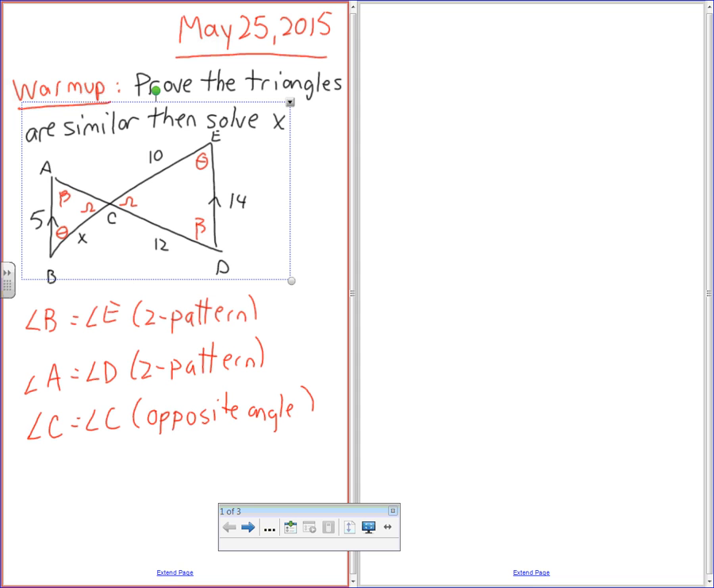Okay. All right, great. So the angles are the same. So now we got to do similar sides here. We're going to do big over little or little over big. Doesn't matter to me. I'm going to do little over big. Why does it make sense to do little over big in this case? Yes. X is on the top. So I'm going to do little over big.